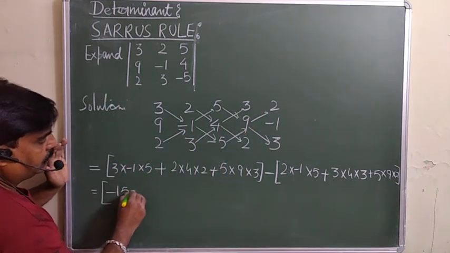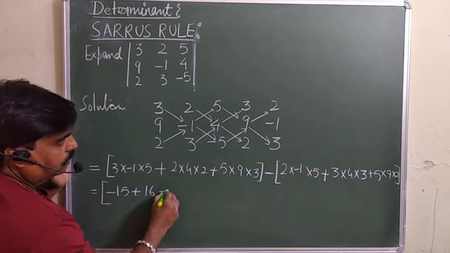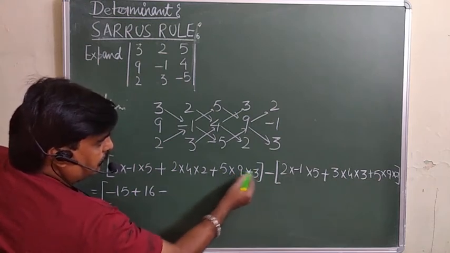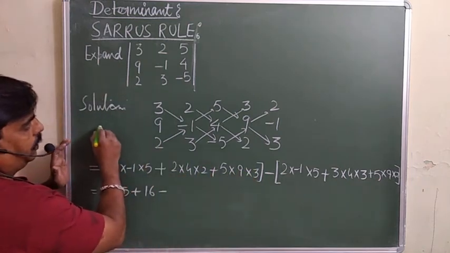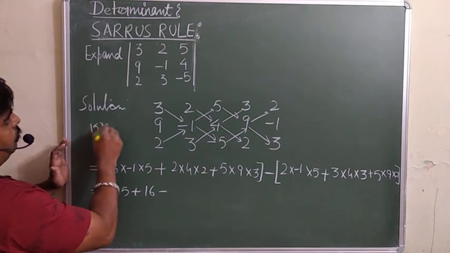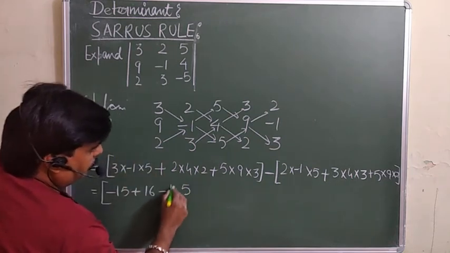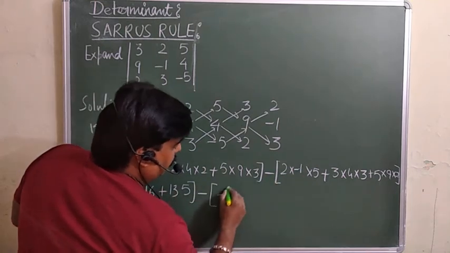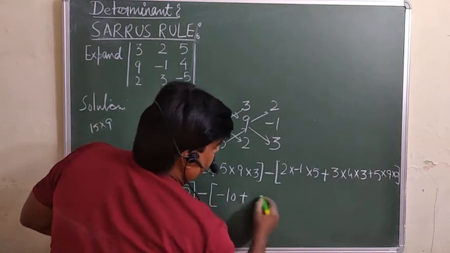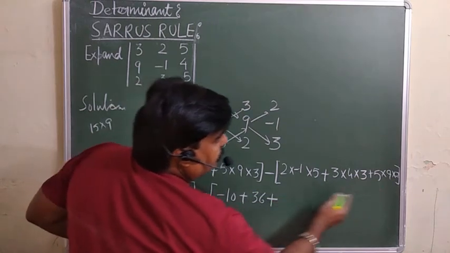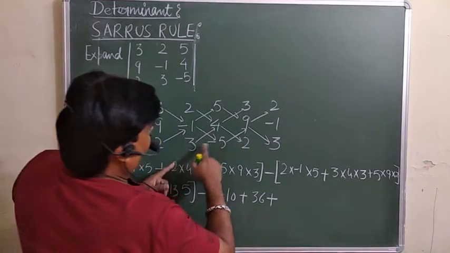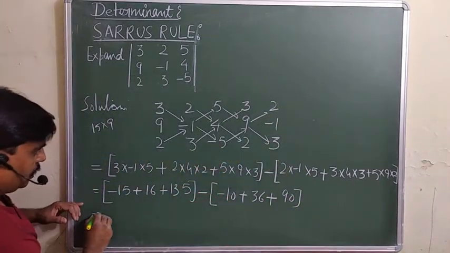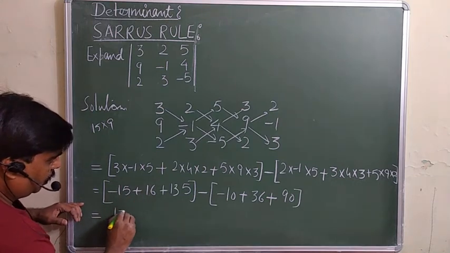So here you will get what? Minus 15, 16, this is 9, 15 into 9, 135 plus minus is here. Here you will multiply minus 10 plus 36 plus here this is 5 into 9 into 2, that is 90. Here is plus 1, so this is 136.